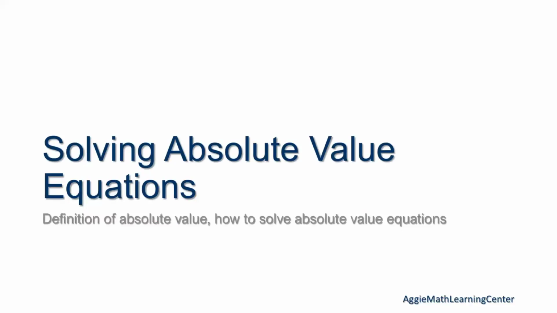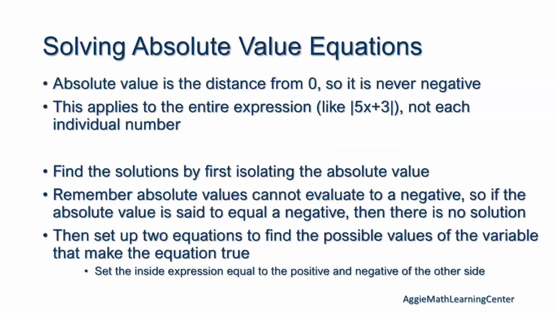Okay, so solving absolute value equations. We're going to talk about the definition of absolute value and how to solve absolute value equations. Absolute value gives us the distance away from 0. So an absolute value is never negative, since we're talking about distance. This applies to the entire expression, like the 5x plus 3, not individually.